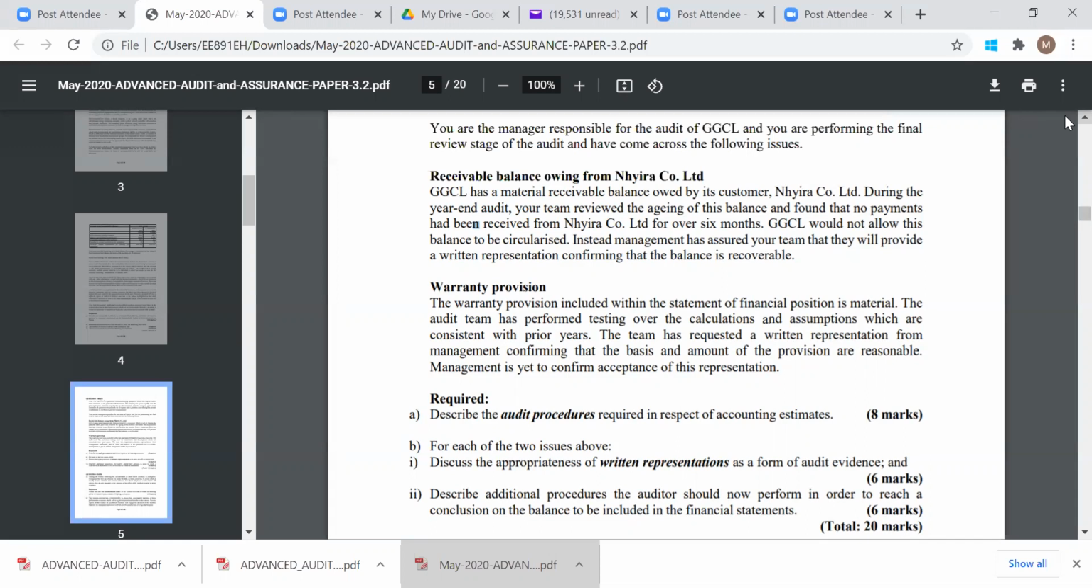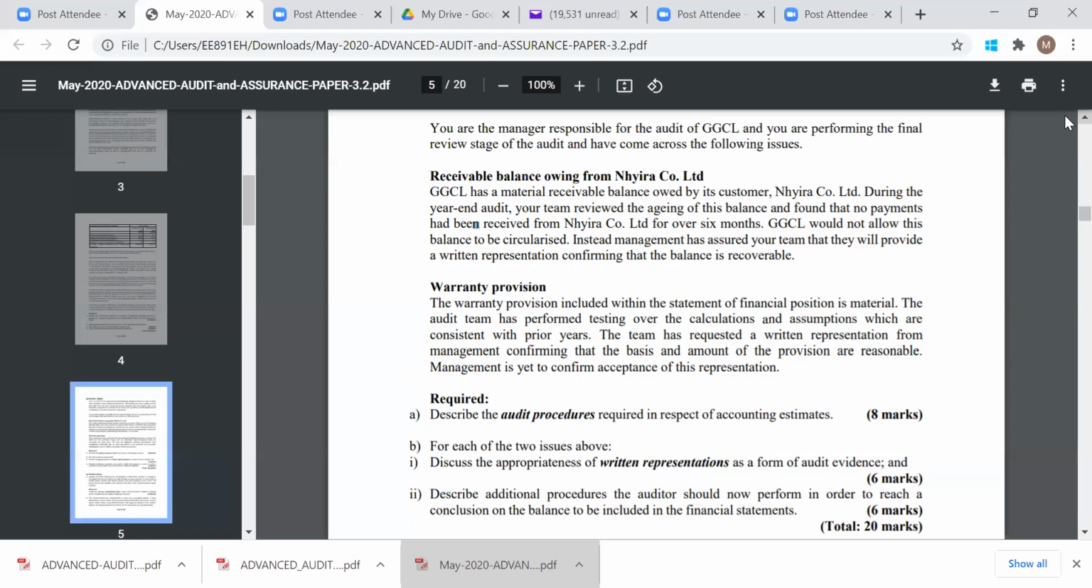Does anyone have an idea? Yes. So I think it's appropriate because the case said that the warranty provision is a material item. So providing a written representation about the assumption behind the provision and the completeness of that provision is going to be key to make a decision with regards to the audit.